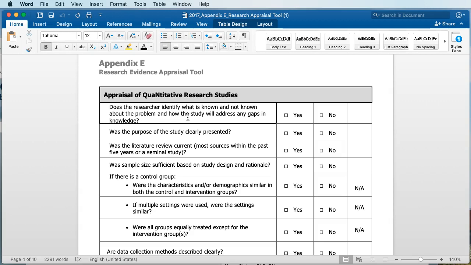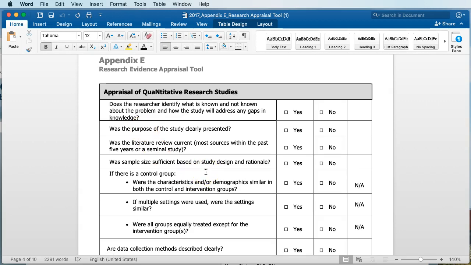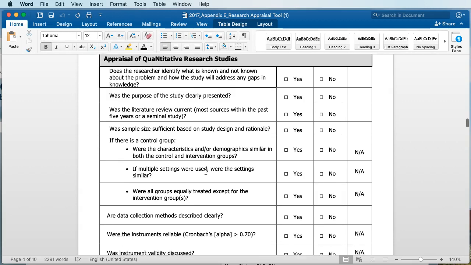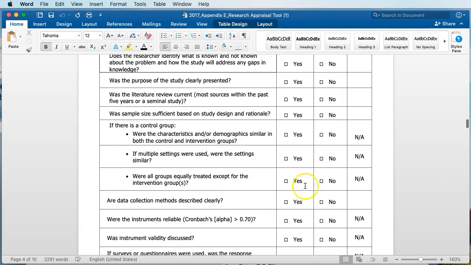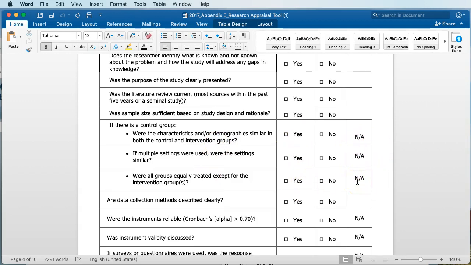Take a look at the lit review. We had the conversation about are the sources within the past 5 years, or is there a good reason they're not? Are there studies that are the historical studies that everybody refers to? Was sample size sufficient? And please go back. I did a short piece on sampling, so you could take a look at that. If there's a control group, then you answer these questions. If not, you just do the NA category and you move on.